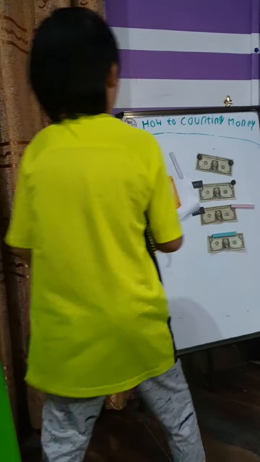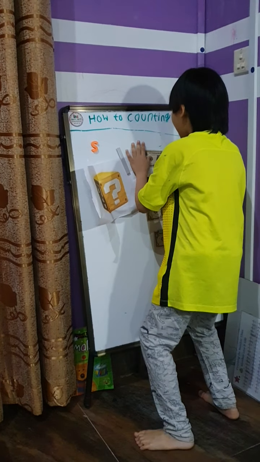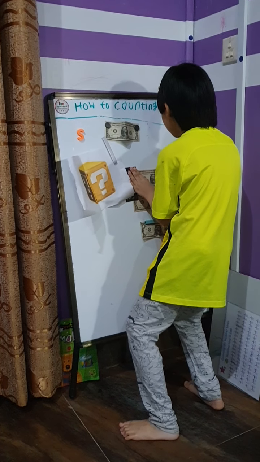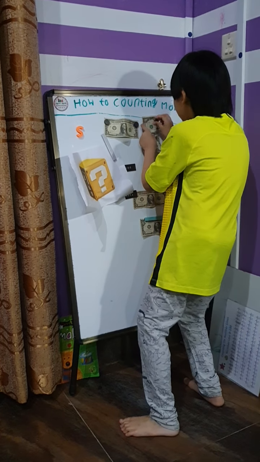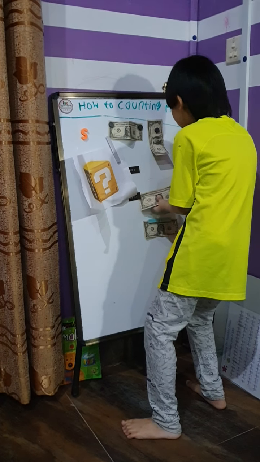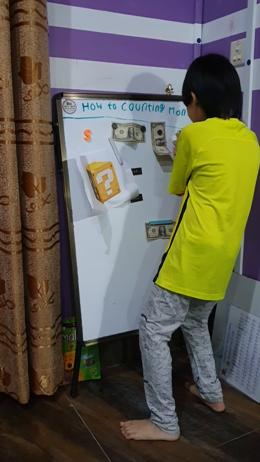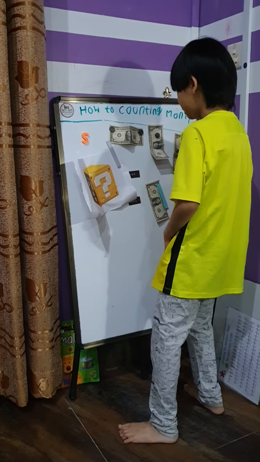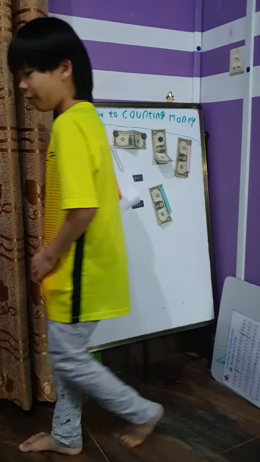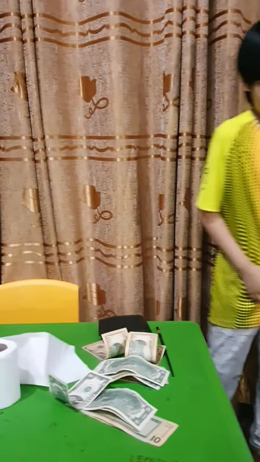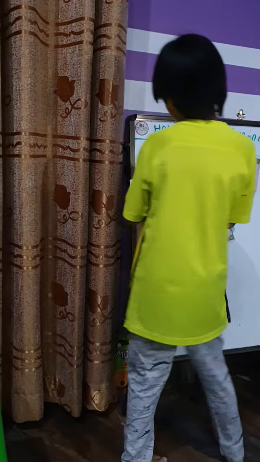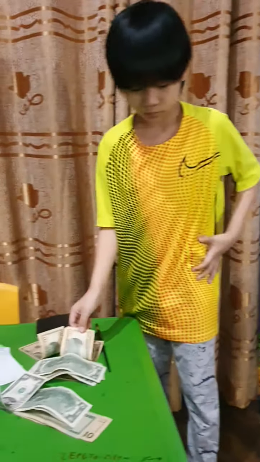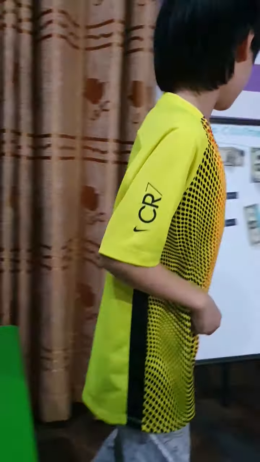So I give them $1. I give them $2. I give them $3. And they give me $4. So they change me $4, but this is gonna be maybe three. So four minus three is one.